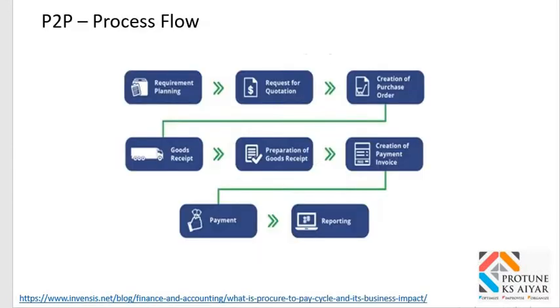So let's move on. P2P, procure to pay, as the name suggests, covers all the activities that a company would do right from the time it purchases something from its vendor till the time it pays its vendor. All companies would have their own set of vendors from where they would purchase either goods or services. Everything typically starts with requirement planning, which is the first phase.